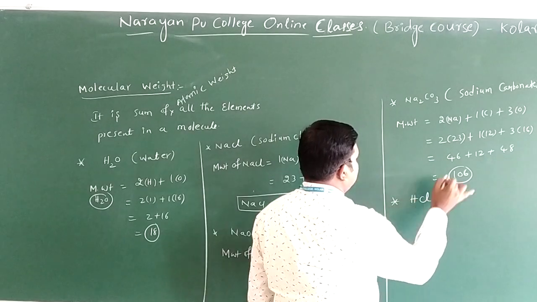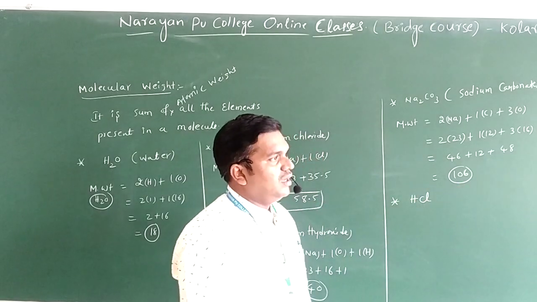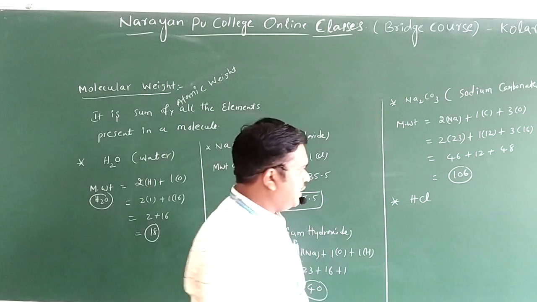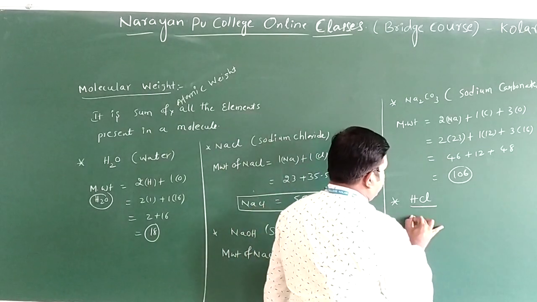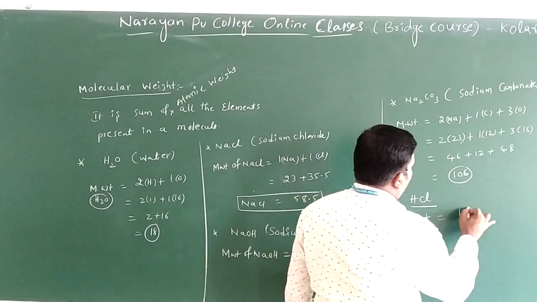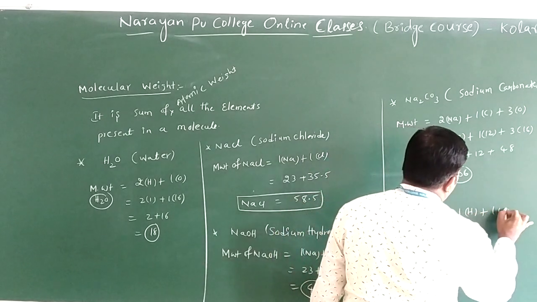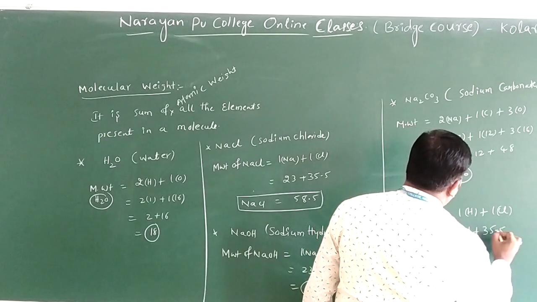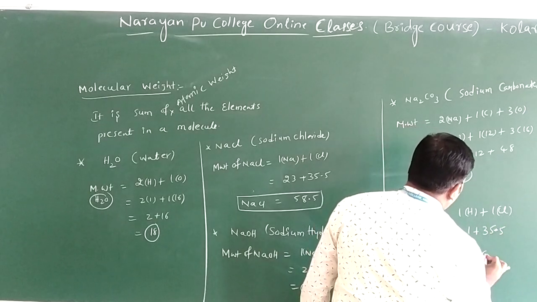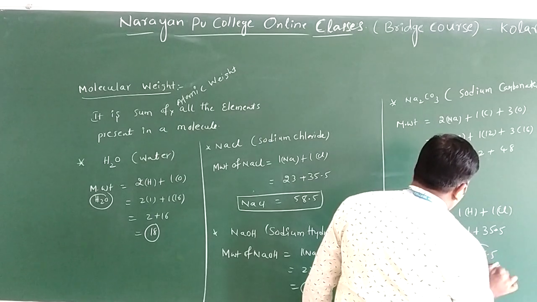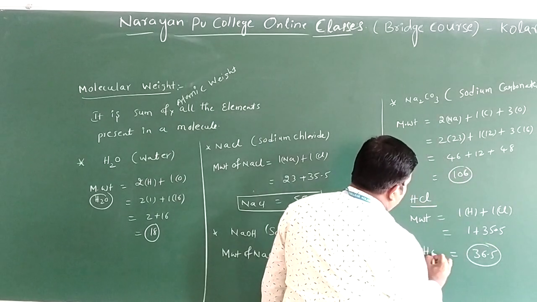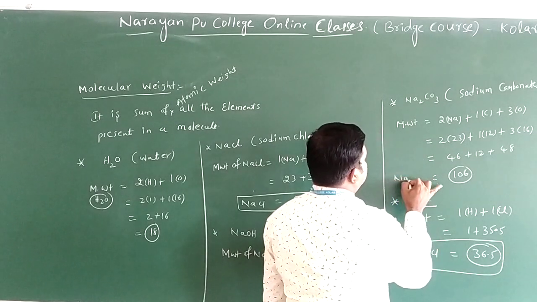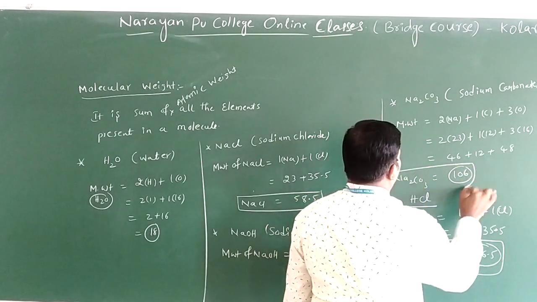Let us see one more simple example, HCl. HCl you can call hydrogen chloride, or hydrochloric acid also. For the HCl molecular weight, we find 1 into hydrogen plus 1 into chlorine. This is 1 plus 35.5. The total we have is 36.5. This is the gram molecular weight of HCl.